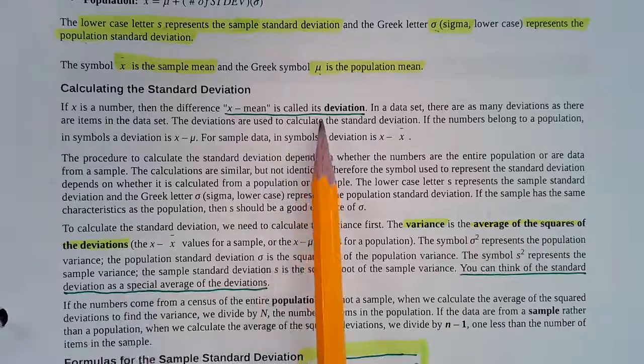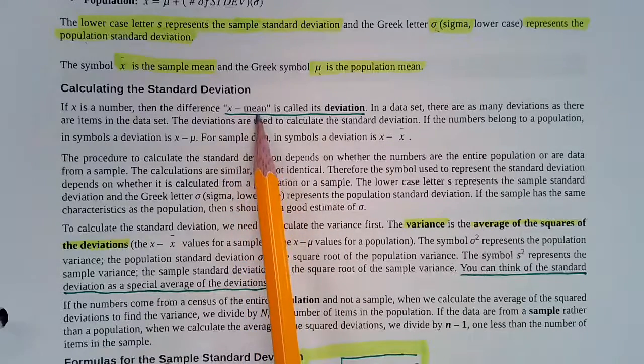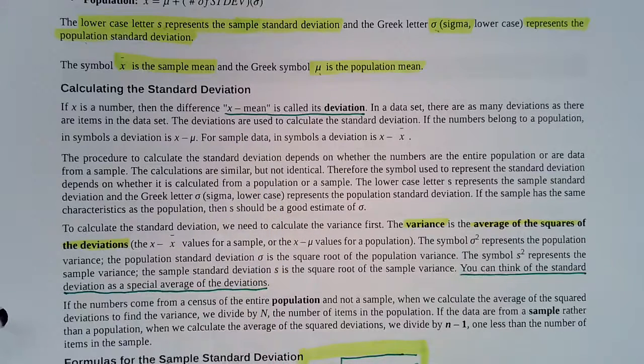All right, so a deviation is how far something is away from its mean, from that data set. We're not going to have to do a lot of this, but you need to understand that variance is the average of the squares of the deviations. So if we take all the deviations, or how far all of the data values are away from the mean, and we square those and take the average, that's our variance.